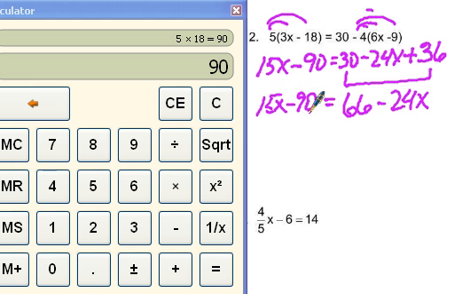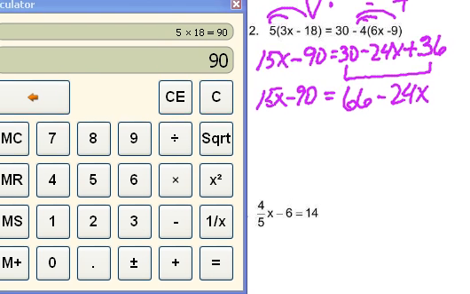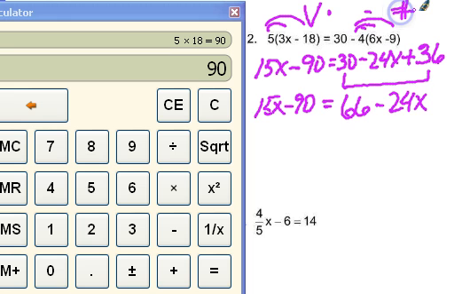All right, now I'm going to decide about my variable. Which one's bigger? I've got positive 15x and negative 24x. I always like to move it to the positive because that way positive numbers are easier to deal with. So I'm going to move my variables to this side and my numbers to this side.